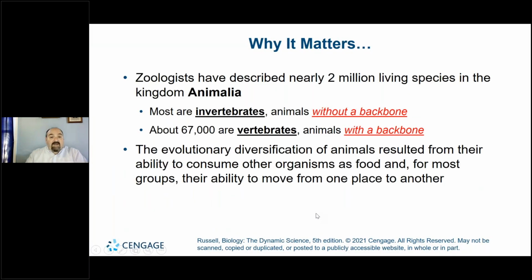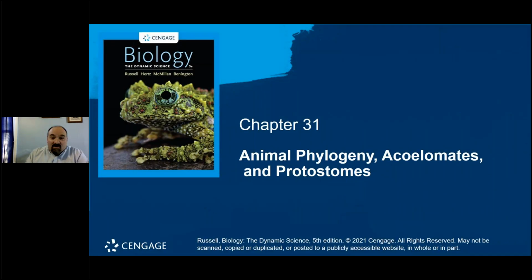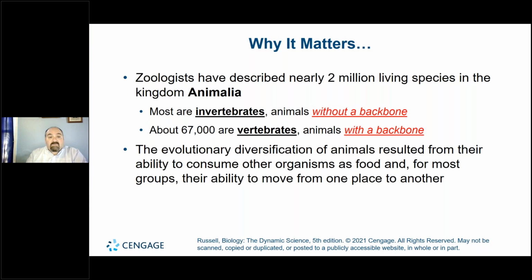So why does it matter that we study this information in Chapter 31 regarding phylogeny for animals, coelomates, and protostomes? Zoologists have described nearly 2 million living species in the kingdom Animalia. We're going to be discussing the terms vertebrates and invertebrates. Invertebrates are those without a spine, without a backbone. Vertebrates have a backbone. About 67,000 of those 2 million would be considered vertebrates.